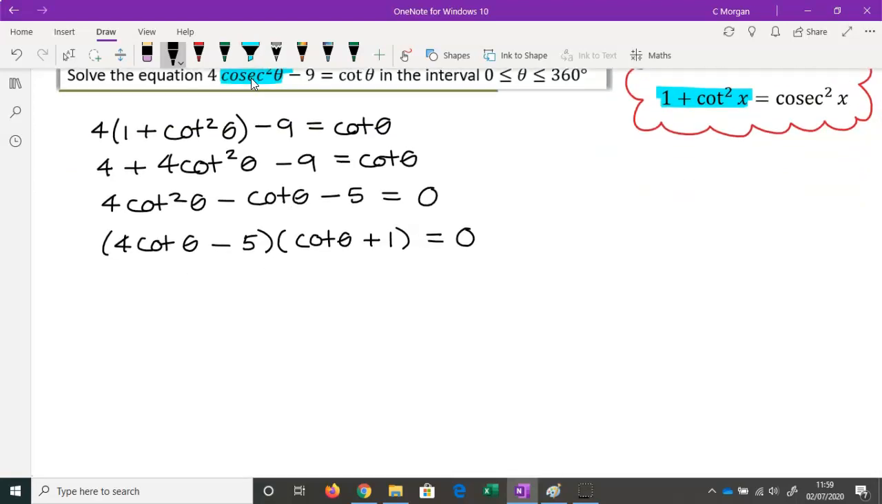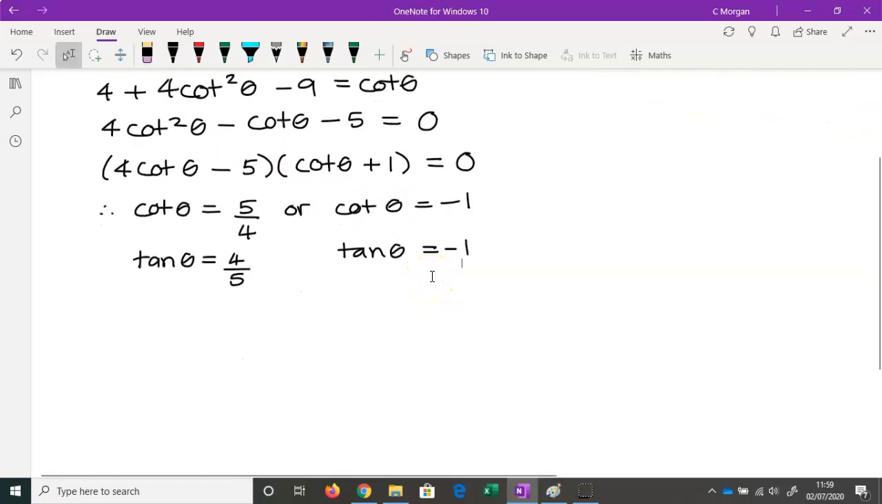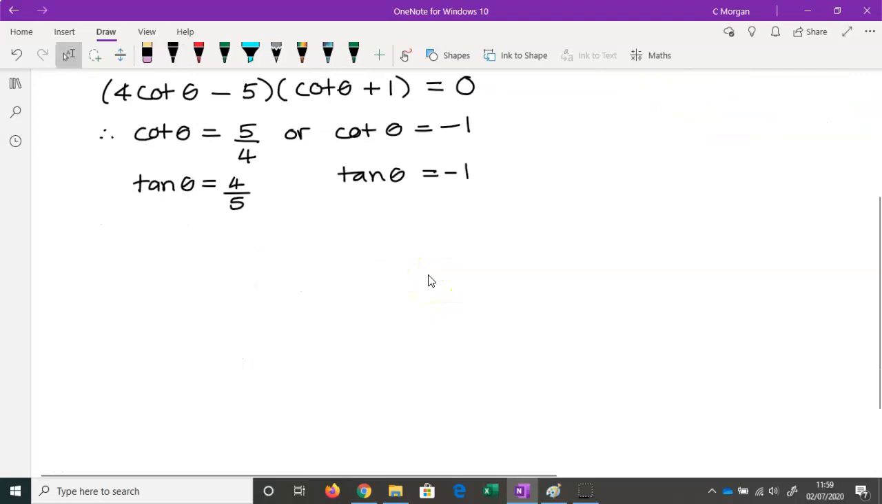Okay, so therefore I'm going to make my brackets equal to 0. So cot theta is the same as 5 over 4, or cot theta is the same as -1. Now, if I know cot theta is 1 over tan theta, then to find tan theta, that must be the reciprocal of 5 over 4, and therefore tan theta must also equal -1, because the reciprocal of -1, of course, is the same. So I've got two routes that I need to go on to find the solutions of my equation.